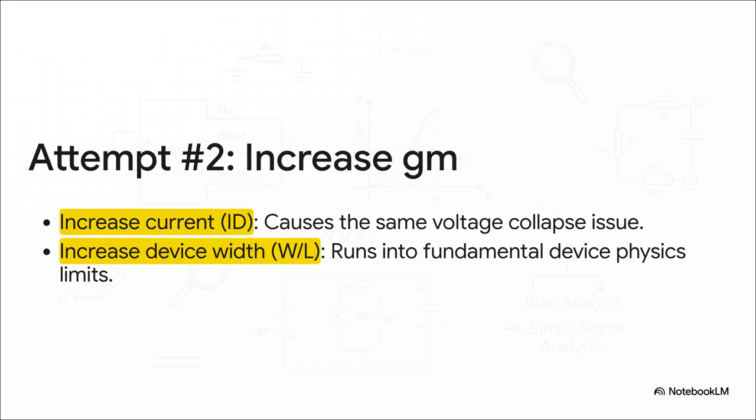What about the other knob, increasing GM? Well, we could try to push more current through it, but that just creates the exact same voltage drop problem we just saw. Or we could make the transistor physically bigger, but that adds all sorts of other problems that hurt its performance at high frequencies. So yeah, it seems like we're totally stuck.